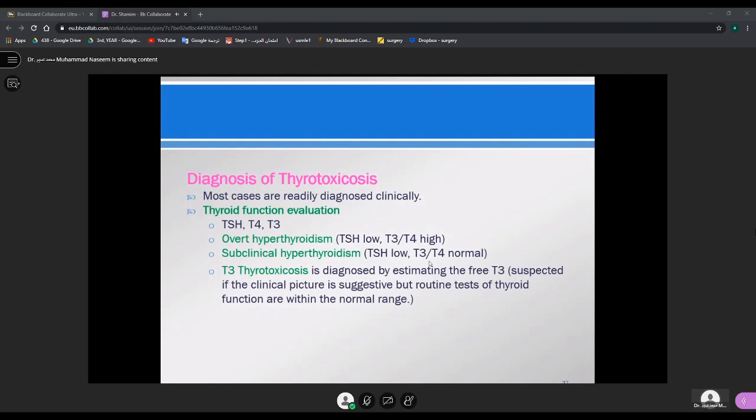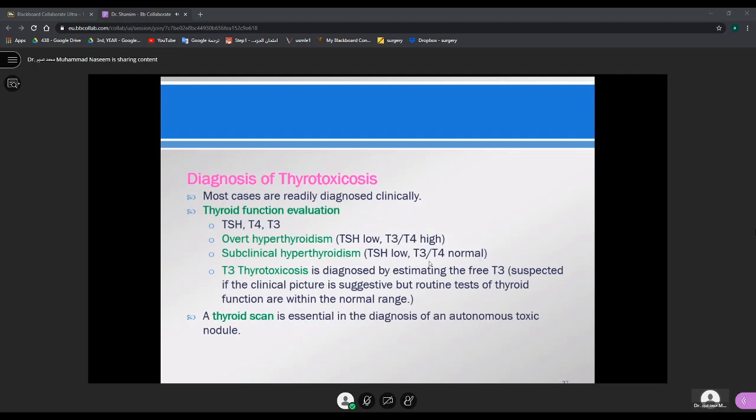For thyroid function evaluation, we will do TSH, T4 and T3 tests. In overt hyperthyroidism, the TSH will be low and T3, T4 will be high. In subclinical hyperthyroidism, TSH will be low, but T3 and T4 may be normal. In T3 thyrotoxicosis, this is estimated by assessing free T3. This is suspected if the clinical picture is suggestive, but routine thyroid function tests are within normal range.